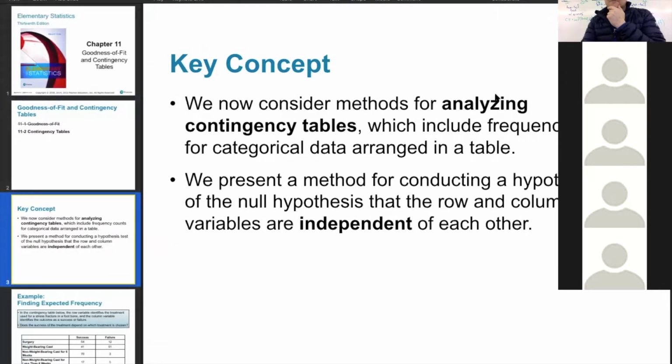So we now consider methods for analyzing contingency tables, which include frequencies for categorical data arranged in a table. When you read this sentence, it should remind you of what we did previously in chapter 5, I want to say. Remember those tables that we made? In a few moments, when I get to the slideshow, you'll see something that may or may not look familiar. The goal here is to decide whether two random variables are independent of each other. Hopefully that'll make more sense in a moment.